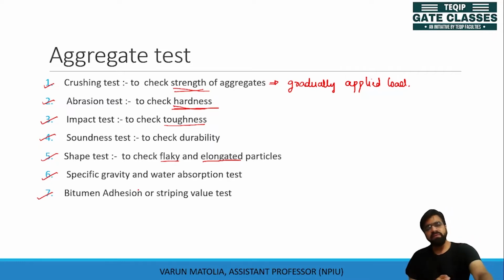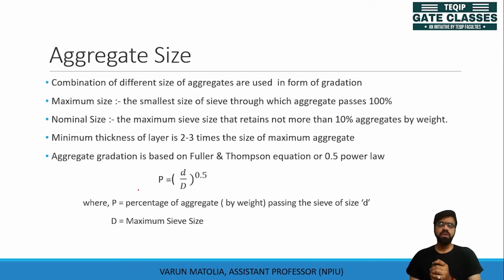So let us start with the crushing test. Let us start with the aggregate size gradation first. What is gradation? Gradation means in a mix of concrete, different sizes of aggregate should be provided, because these different sizes of aggregates will help to fill the voids present between aggregates.